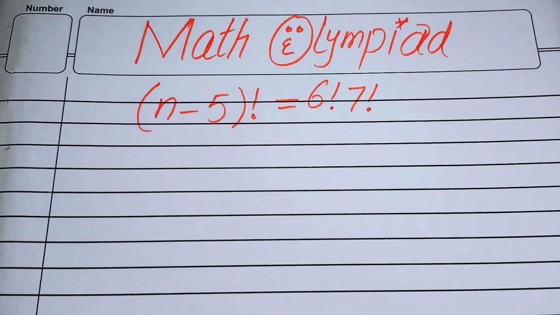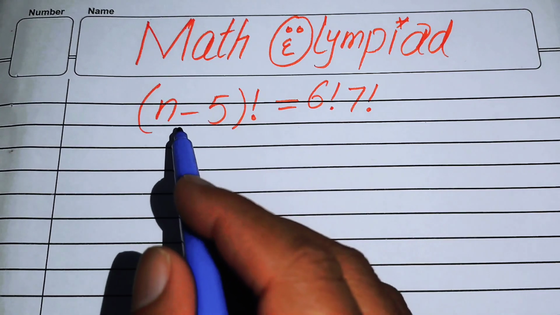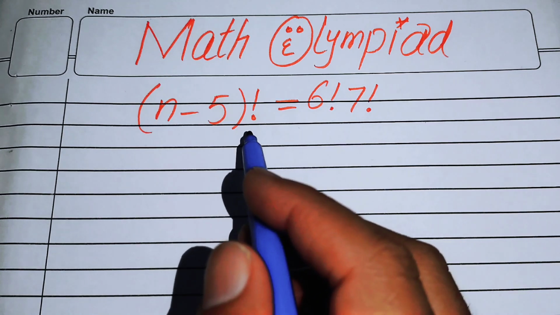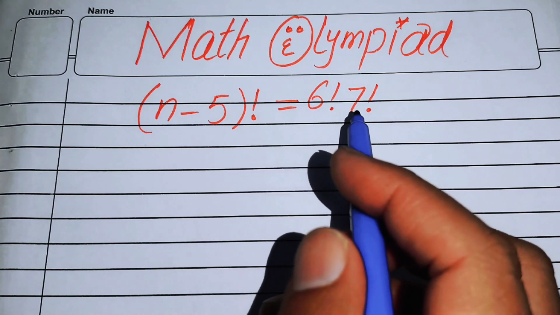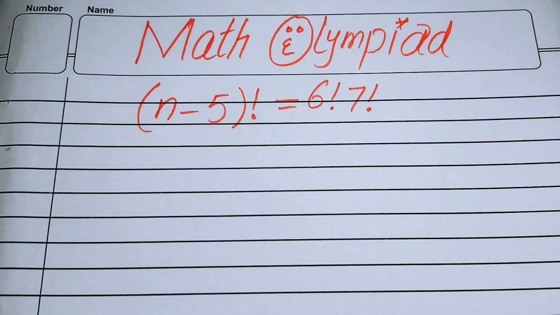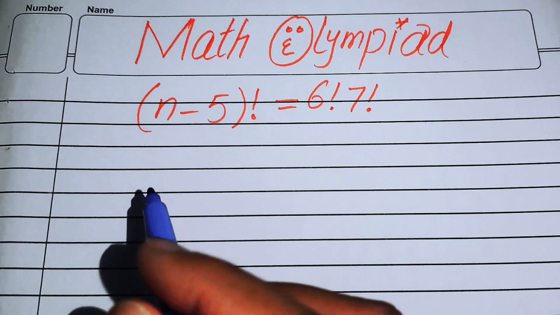In this video we are going to solve this nice algebra problem, and here we have a nice factorial problem. We have (n minus 5) factorial equals 6 factorial times 7 factorial. First I can explain a little bit about the factorial function.